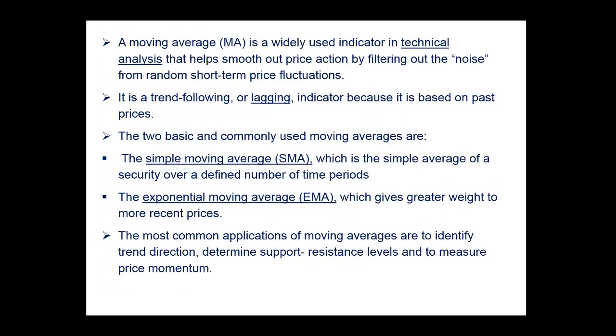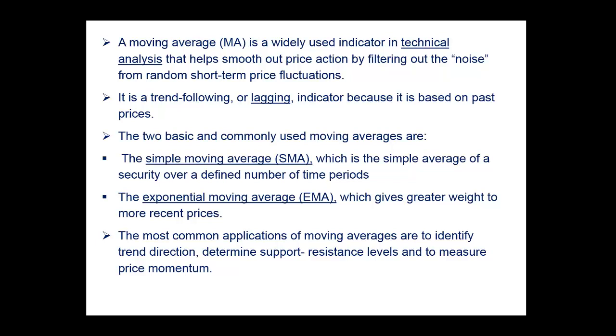A moving average is a widely used indicator in technical analysis that helps to smooth out price action by filtering out the noise from random short-term price fluctuations. So it's a trend following type of indicator, or lagging indicator, because it's based on past price. Now, the two basic and commonly used moving averages are the simple moving average, which is a simple average of the security over a defined number of time periods, and then you've got the exponential moving average, which is giving a greater weight to more recent prices. So it's a faster type of moving average.